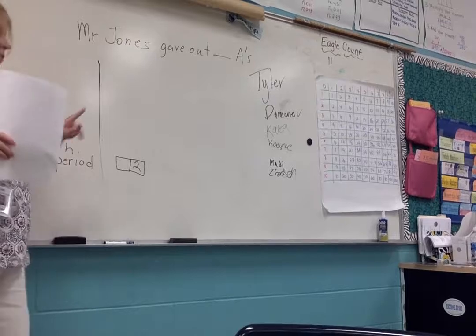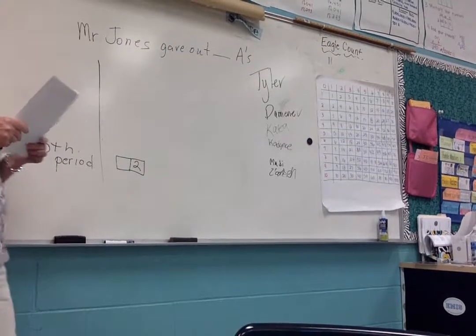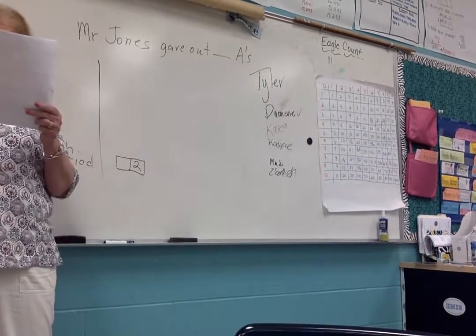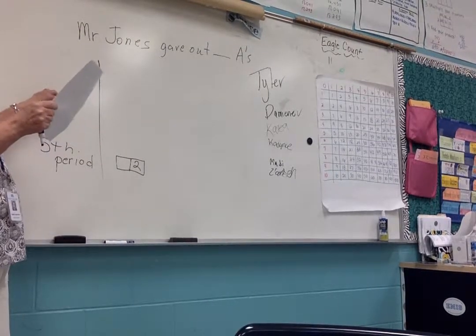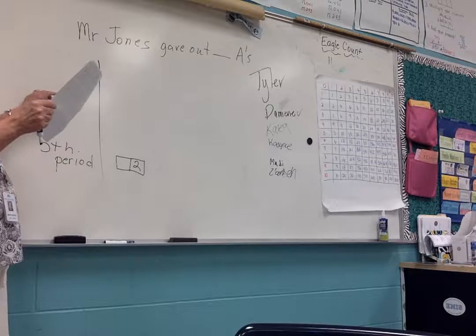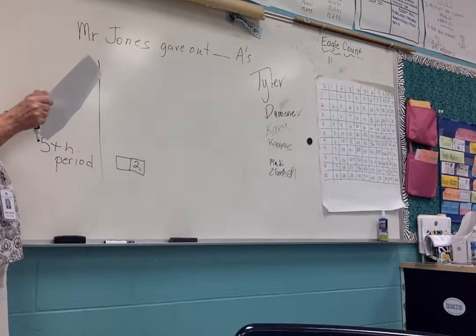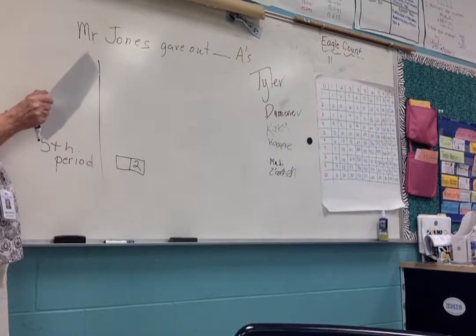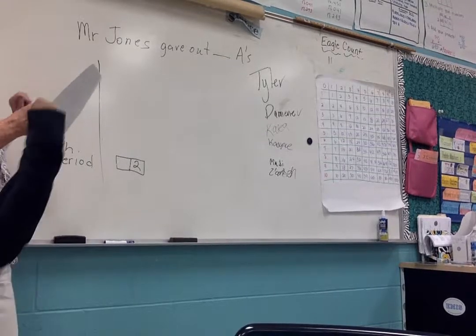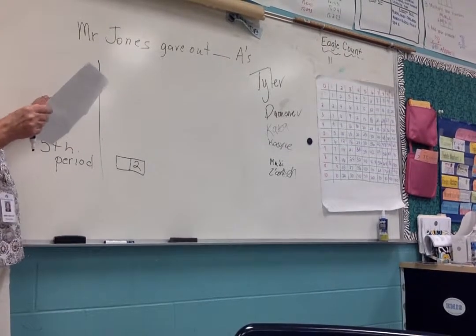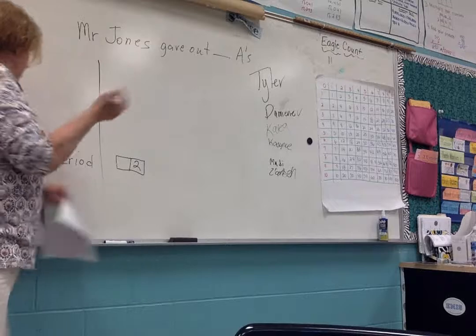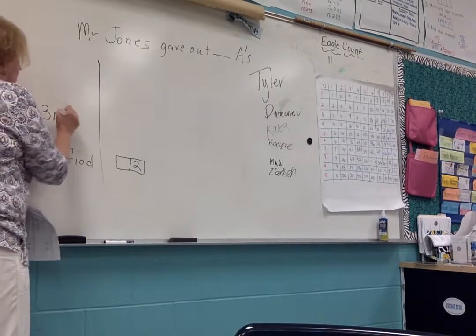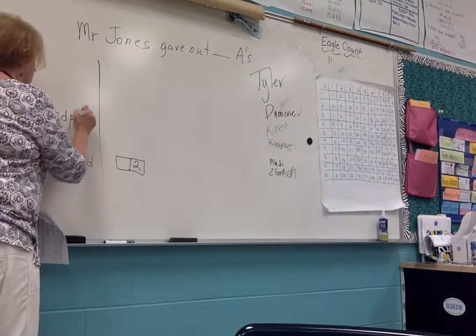Go. Listen carefully, please. Mr. Jones gave out 2 more A's in his 5th period than he gave out in his 3rd. Okay? This is 2 more than what he gave out in his 3rd, how much is this? 4. This is 2 more than what he gave out here. 2 more. Okay? We don't know. Let's go find out what he gave out.